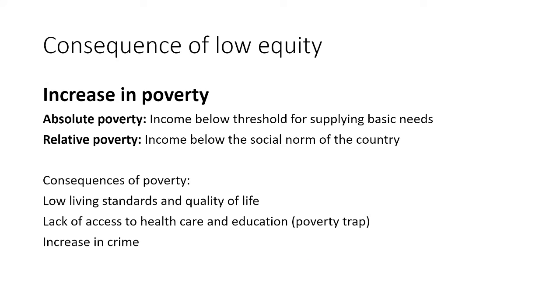A consequence of low equity, the major one, is an increase in poverty. So there are two different types of poverty. There's absolute poverty, which is that they now earn an income below the threshold for supplying basic needs like food, shelter, and clothes. And then there is relative poverty, which is income below the social norm of the country.